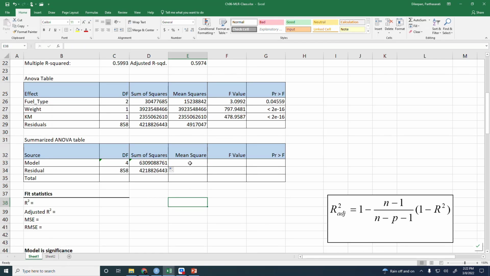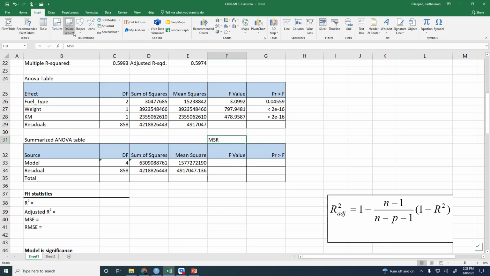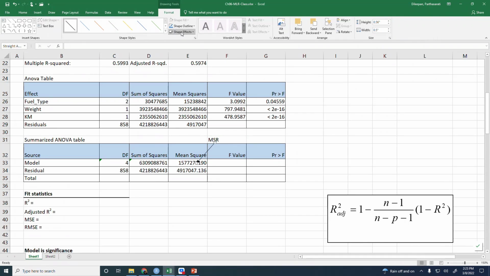All right. Then we take the sum of squares and divide by the degrees of freedom. Sum of squares divided by degrees of freedom will give you the mean square. Now F is, by the way, this is called MSR, mean square regression. So that's what that is.